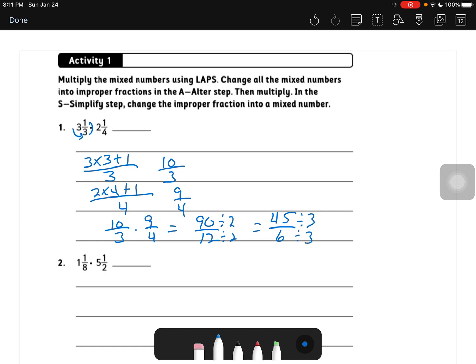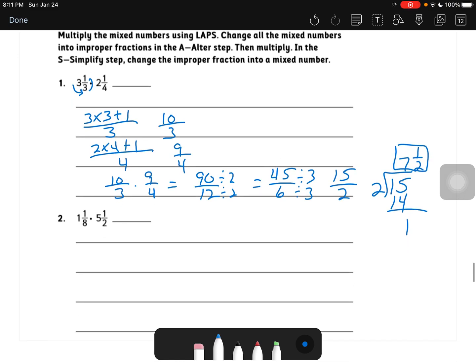45 divided by 3 is 15, and 6 divided by 3 is 2. Now I can divide this out. 15 divided by 2, 2 goes into 15 7 times, and there's a remainder of 1, so it would be 7 1/2 for that one.